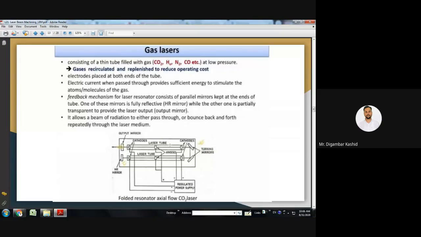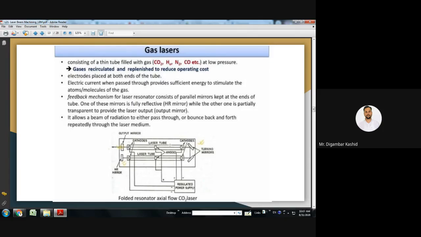Then let us discuss the gas lasers. Gas laser, I already told you. This configuration, for which I have shown the diagram, is the configuration of the CO2 laser. CO2 means whatever your lasing medium is, inside that we have to give the CO2 gas. So you can see the diagram.